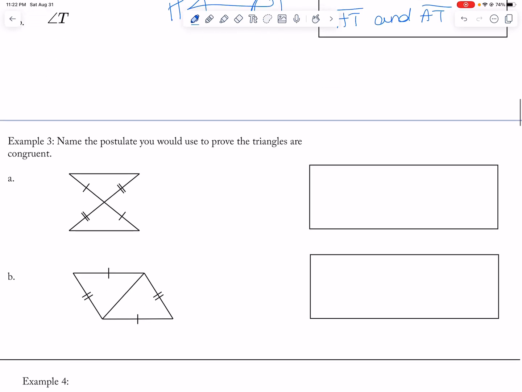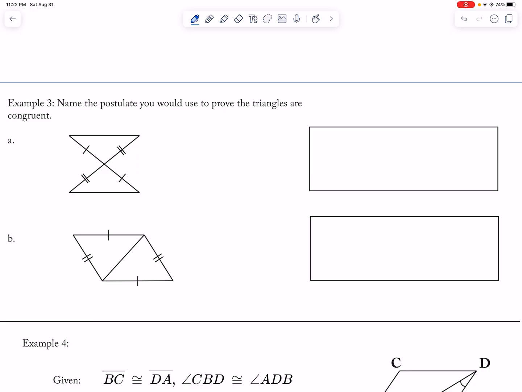Okay. And then I want to name the postulate that you would use to prove that the triangles were congruent. Vertical angles are congruent, so I would have used side-angle-side. Here, by the reflexive property, that third side is congruent, so I would have used side-side-side in the next one. Okay.